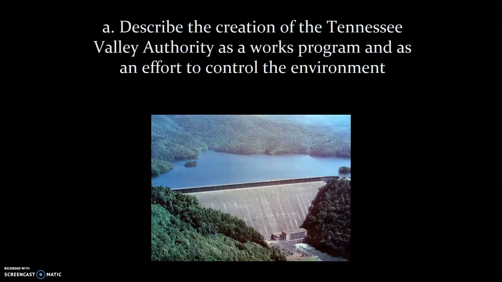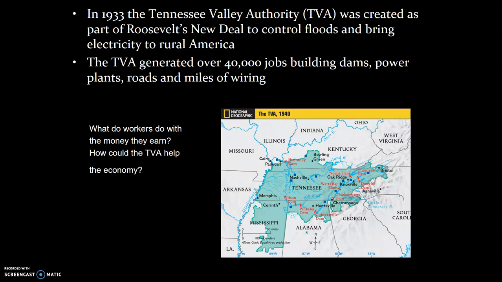Describe the creation of the Tennessee Valley Authority as a works program and also as an effort to control the environment. In 1933, the Tennessee Valley Authority, known as the TVA, was created as part of Roosevelt's New Deal to control floods and bring electricity to rural America. The TVA generated over 40,000 jobs, building dams, power plants, roads, and miles of wiring. So, what do workers do with the money they earn? And how could the TVA help the economy?